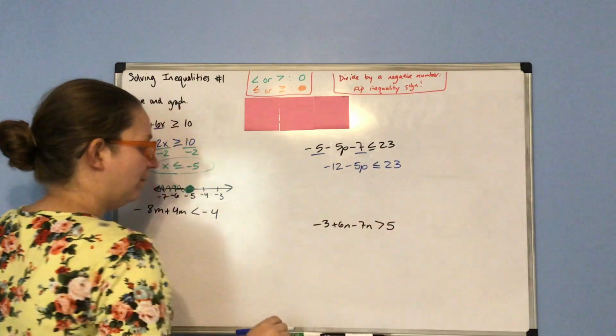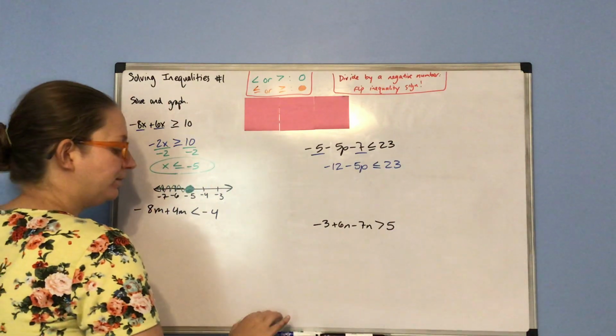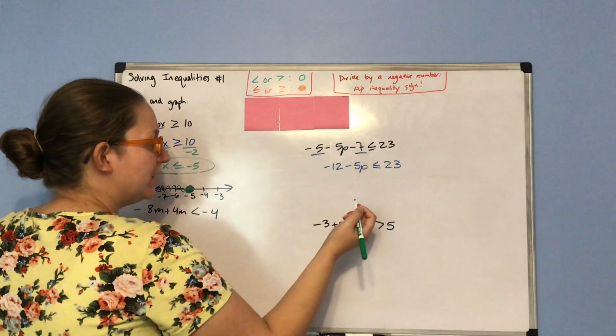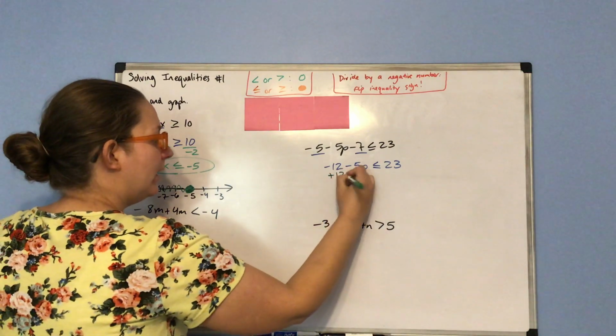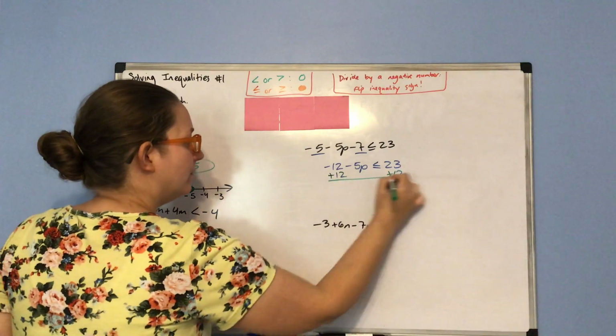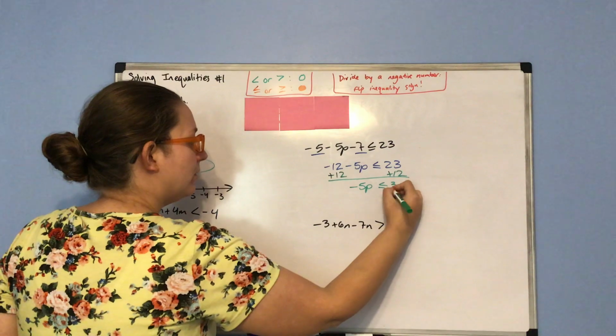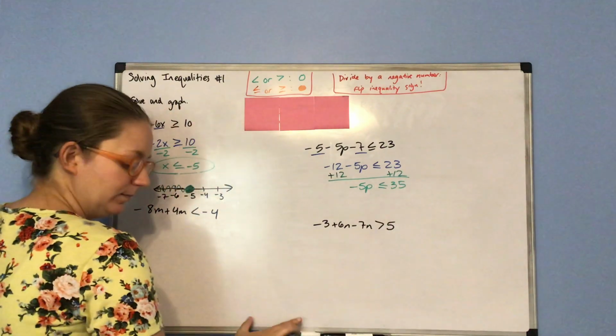Everything else stays the same. From here, I need to get p completely by itself. So I need to add 12 to both sides. I get negative 5p less than or equal to 35.